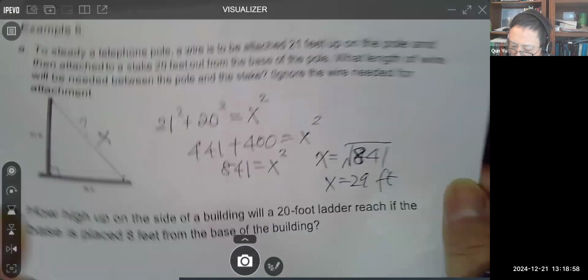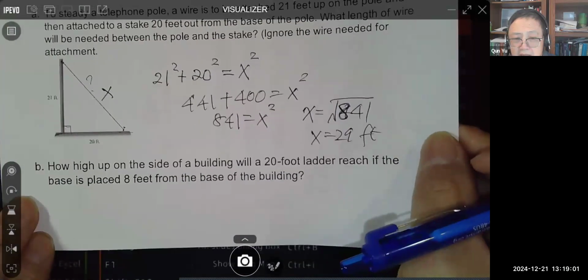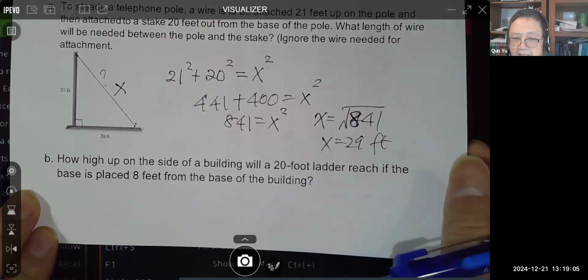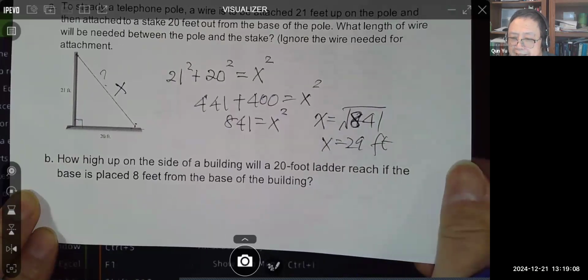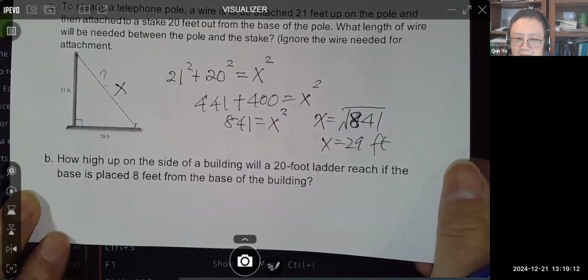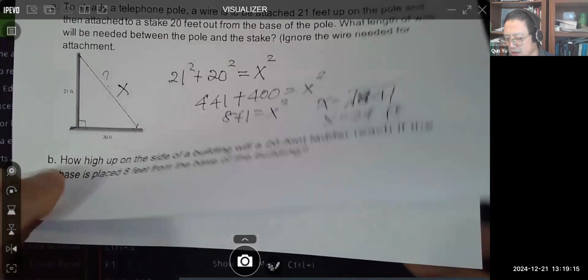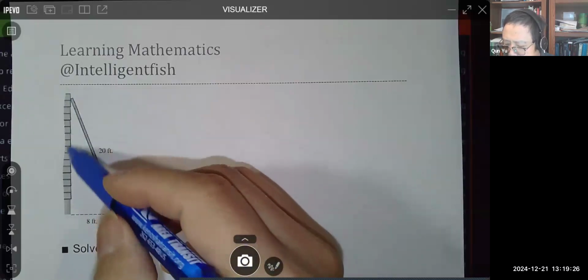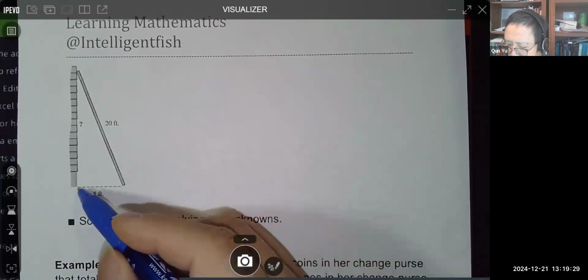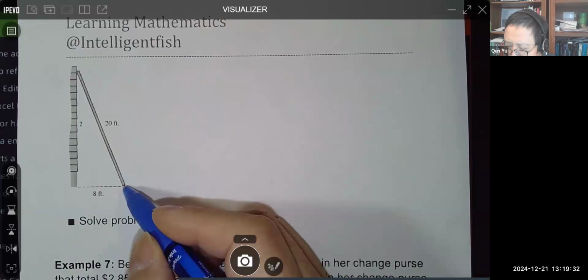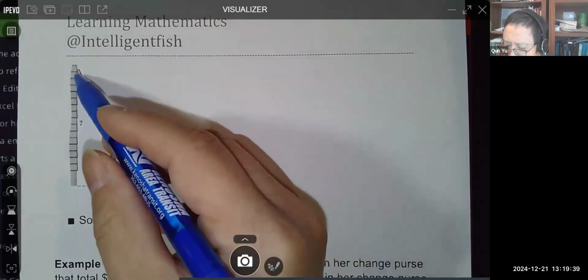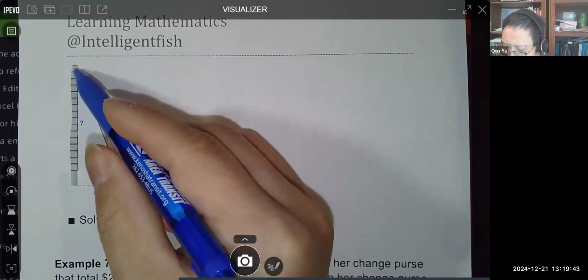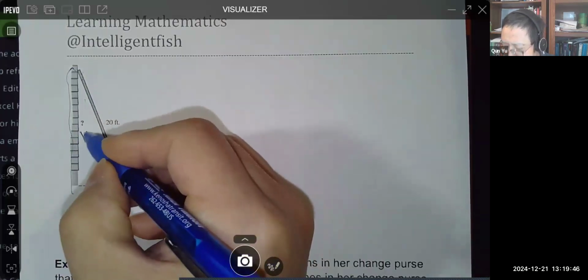Now we have another example, and it's right here. How high up on the side of a building will a 20-foot ladder reach if the base is placed 8 feet from the base of the building? The graph is on the next page. So basically, we have a 20-foot long ladder. We want to put it against this building. And we are told that the distance from the bottom of the ladder to the base of the building is 8 feet. We want to know how high we can place this ladder against the building. We're looking for this part. This is going to be our x.